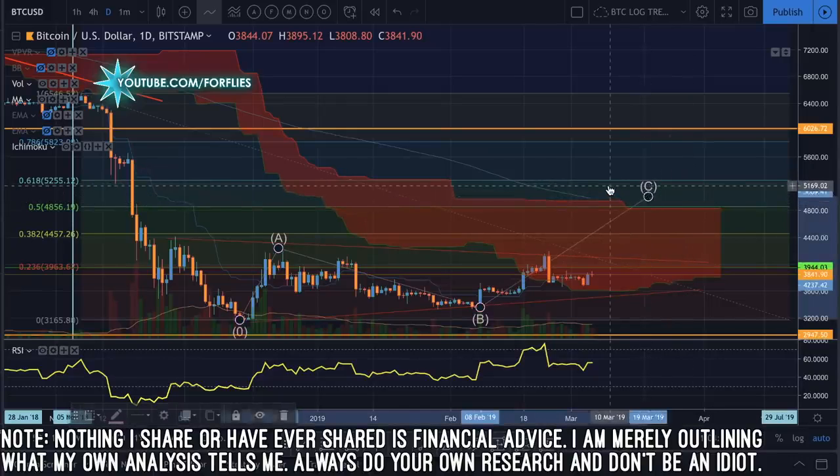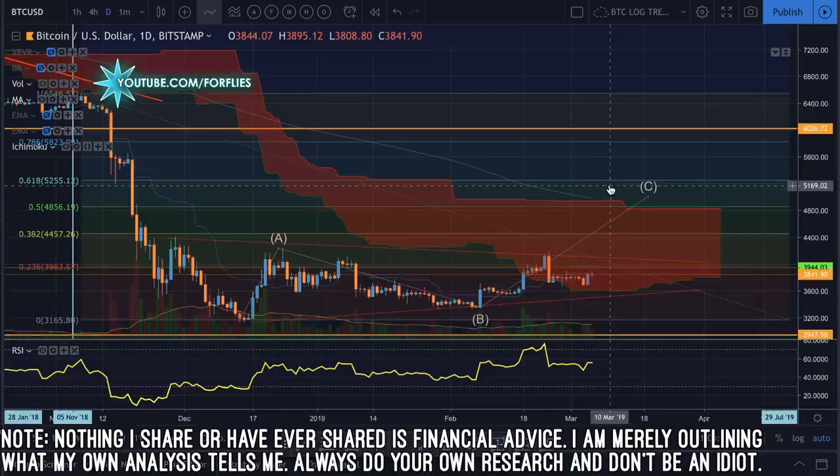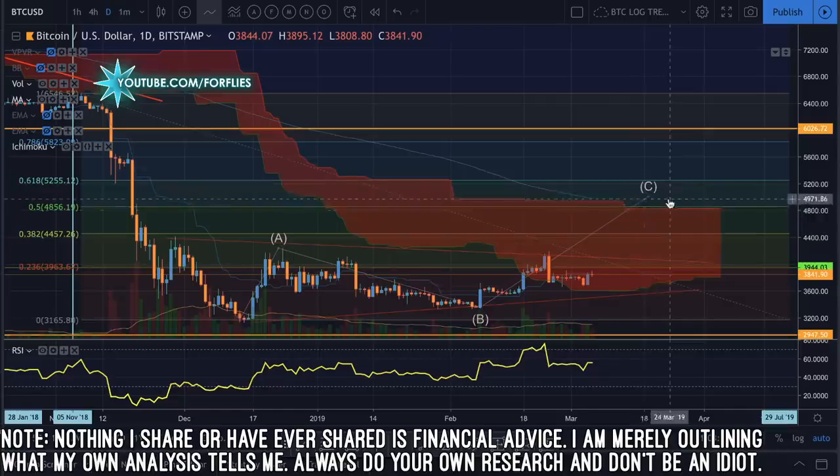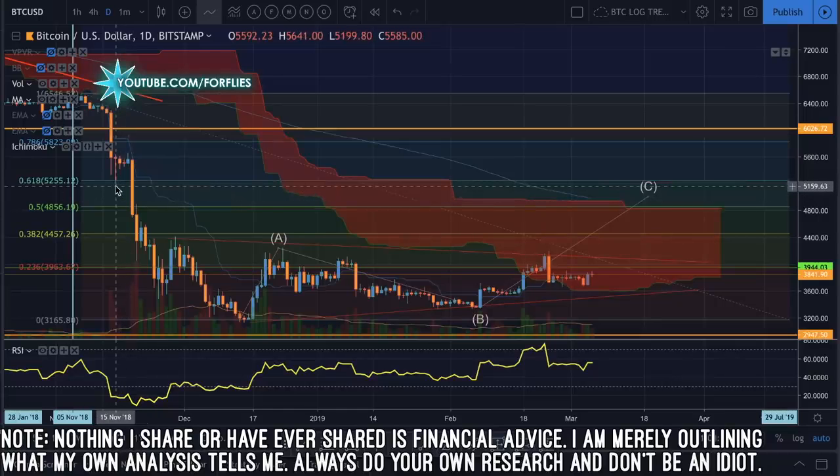If we want to only pay attention to analysis that fits in with our own theories and what's convenient to us, this is a perfect example of where the Ichimoku lines up nicely with resistance, which lines up nicely with the wave C correction, which lines up nicely with the 618 resistance, and it lines up nicely with where we initially bottomed out for a short while during this capitulation event.